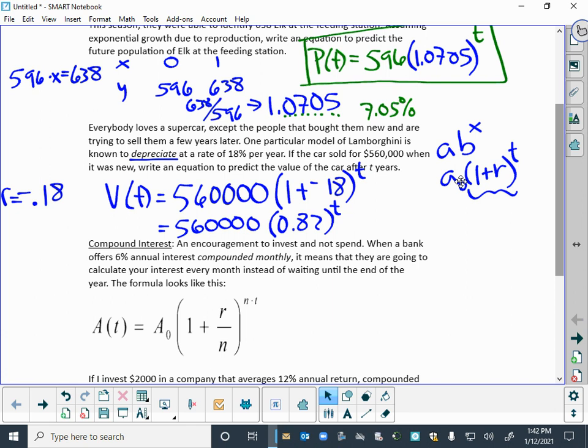So with this formula, you could do things like try to predict, in 10 years, would you be able to afford this car? If your budget for a car is $30,000, how long will it take for it to get down to a value of only $30,000? And then you can decide if you still want it at that point.